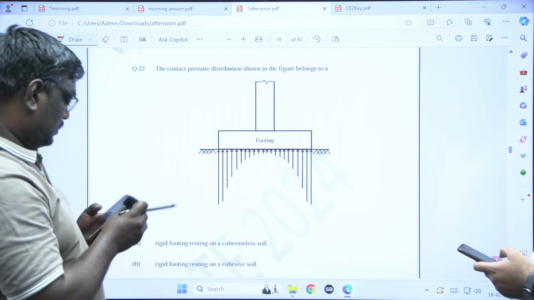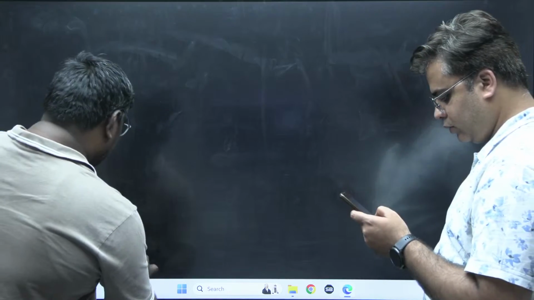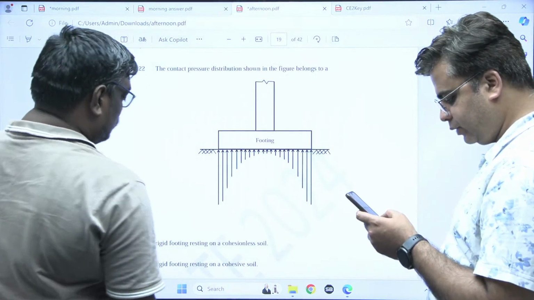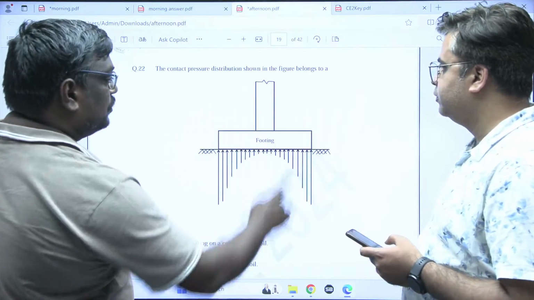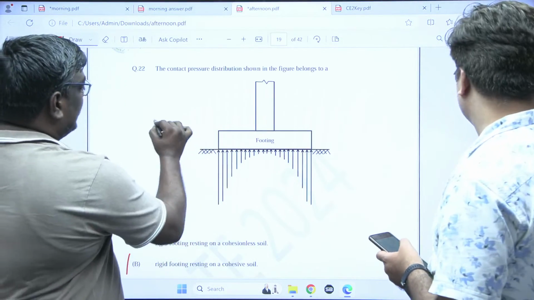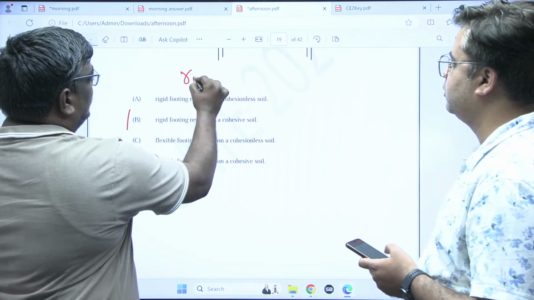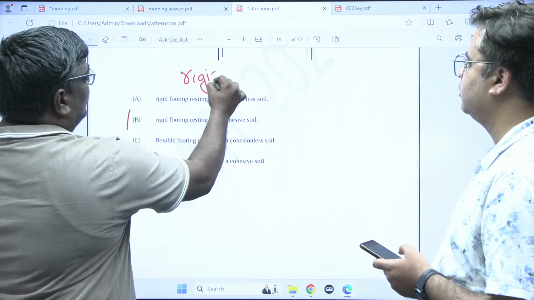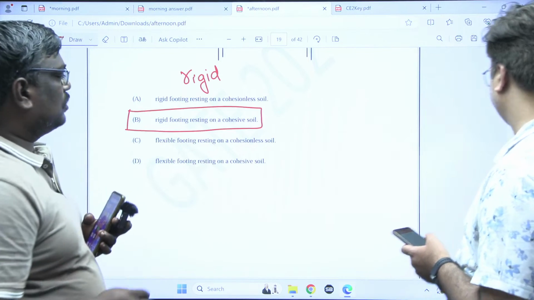Can you check this answer also? Rigid footing, cohesive soil. B, right? 22 is B. Somewhat drop it, sir. Can you drop it? Option B. Students, obviously if the stress is more at the corners, it will indicate rigid footing, and the answer is B.